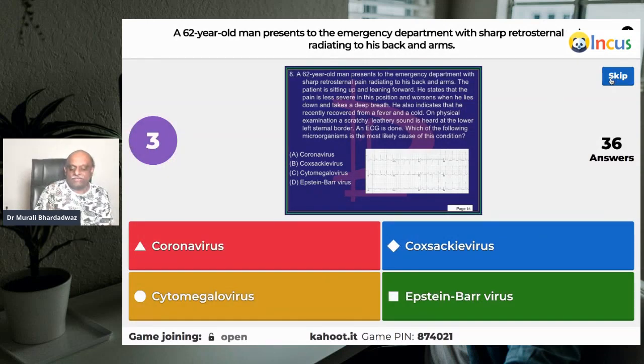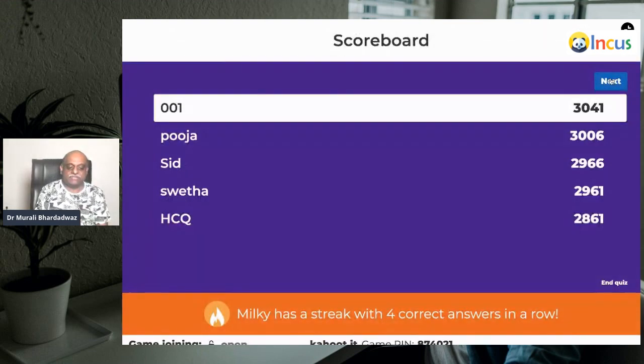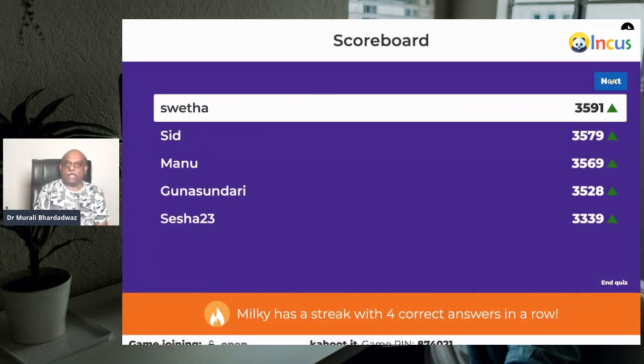By now you know the answer. 19 of you are right. Coxsackie virus. Coxsackie virus. Oh my God, Shweta is our cardiologist. Ex officio. Very good.